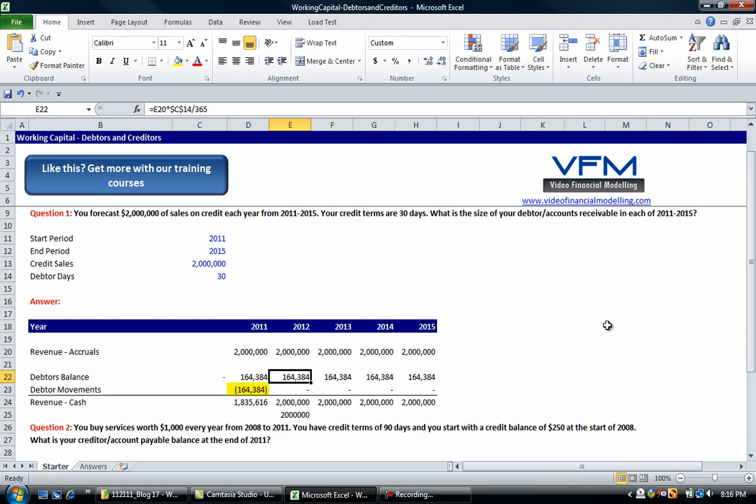So this debtor balance here is going to be paid out in 2013, and this one here is going to be paid in 2014. This one here is going to be paid out in 2016. So on and so on. Okay, so that is our debtor balance.